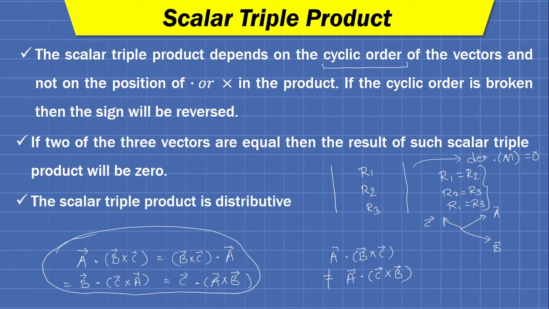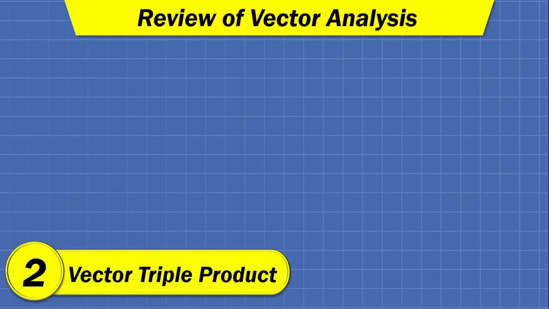Then the scalar triple product is distributive. Fine. So you can also solve the same, that is a bar dot b bar cross c bar, by finding a bar dot b bar and multiplying it by a bar dot c bar. Fine. So in that case it is distributive. Now the next topic of today's lecture is vector triple product.